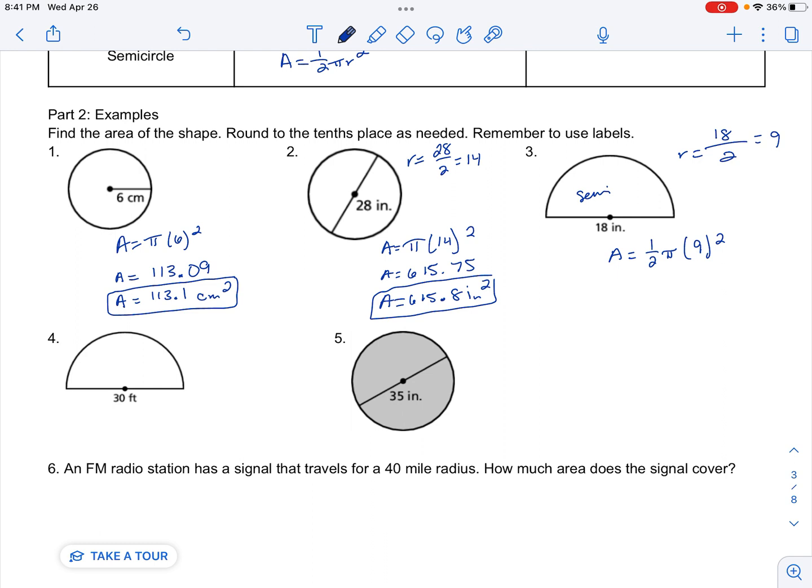So again, typing it all in at once. And I get 127.23, round to the nearest tenth, and put my label on.